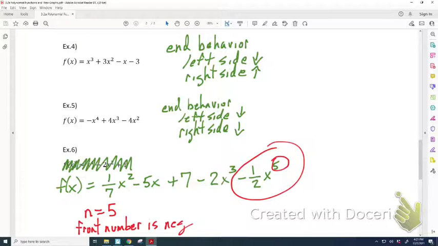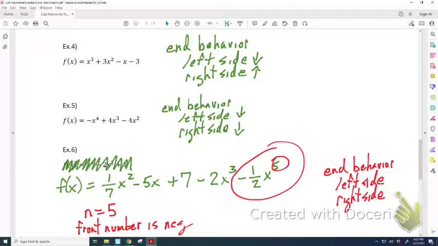All right, in regards to that, let's write our answer, and then this is over. So let's see, it's odd, and front number is negative. It's flipped from number 4. It starts from going up, and as we scan right, it starts going down.